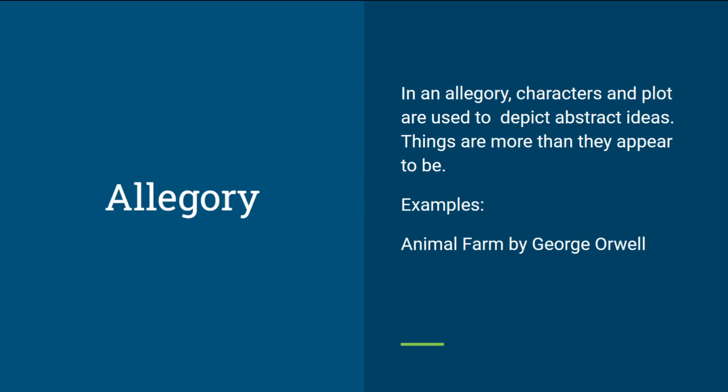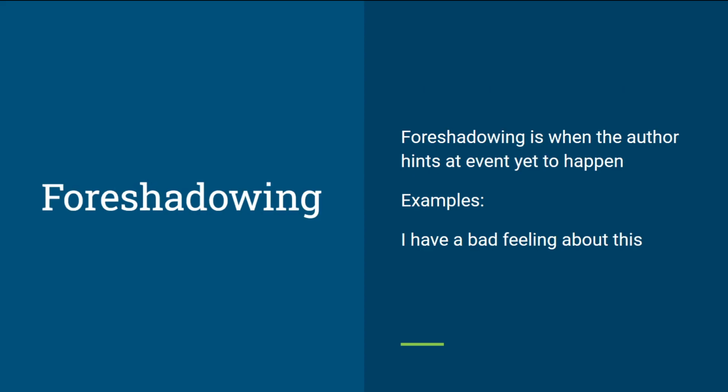Allegory. In an allegory, characters and plot are used to depict abstract ideas. Things are more than they appear to be. A famous example would be Animal Farm by George Orwell. Foreshadowing. Foreshadowing is when the author hints at events yet to happen. Examples: I have a bad feeling about this.